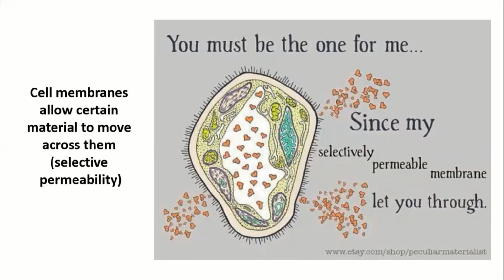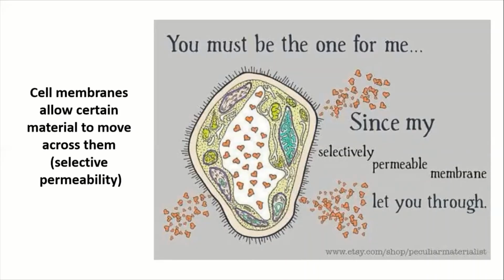So I found this image about cell membranes. You may remember this. "Cell membrane, you must be the one for me since my selectively permeable membrane let you through." So that characteristic of your cell membrane that allows certain substances to move across it is called selective permeability. Imagine if a cell would allow all substances to come inside the cell.